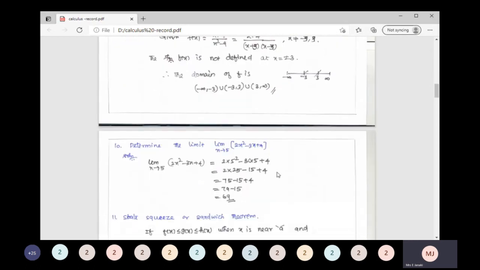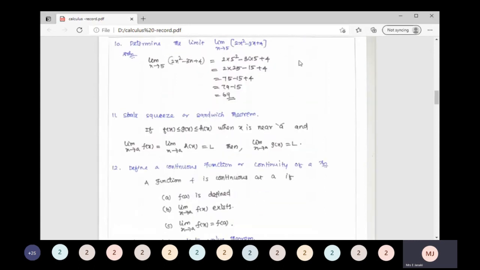Next one is: find the limit of the function 2x square minus 3x plus 4 at the point x is equal to 5. So you have to substitute, limit x tends to 5, 2x square minus 3x plus 4. Wherever x exists, you have to replace x by 5. So 2 into 5 square minus 3 into 5 plus 4. When you simplify this, you are getting the answer.